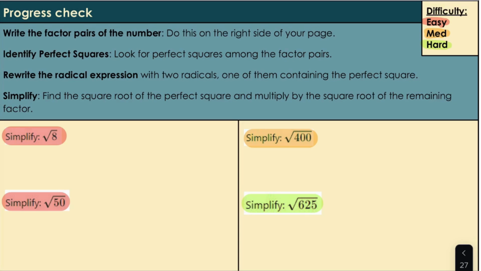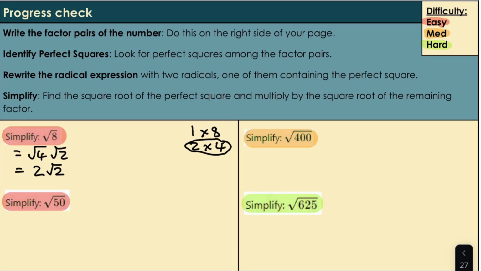So our first question, factor pairs for 8. I see the square number 4, so I have my factor pair. Step 3, rewrite the radical expression. And the square root of 4 is 2, and I still have my root 2, and I'm done.